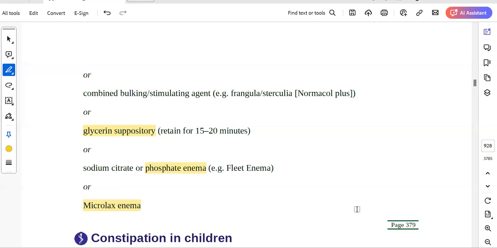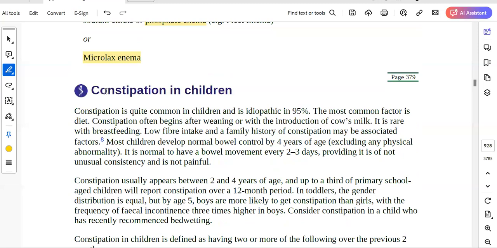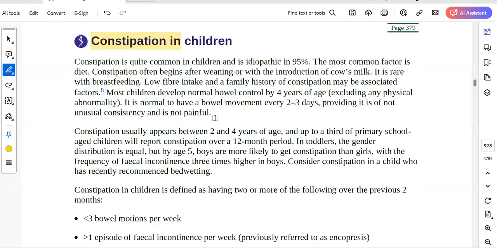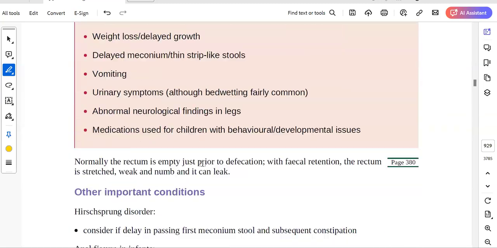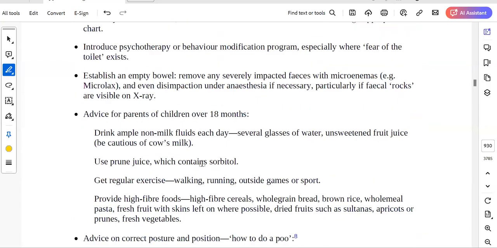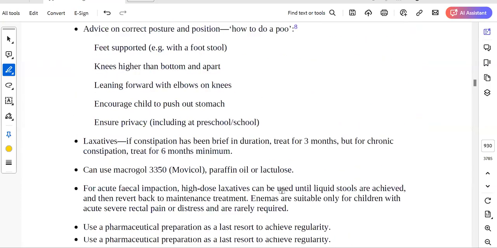Read it a few more times, it will come into your head. Okay, there is constipation in children, which I would like you guys to go through. I think we discussed that maybe a bit in our pediatric class, but definitely read that as well.